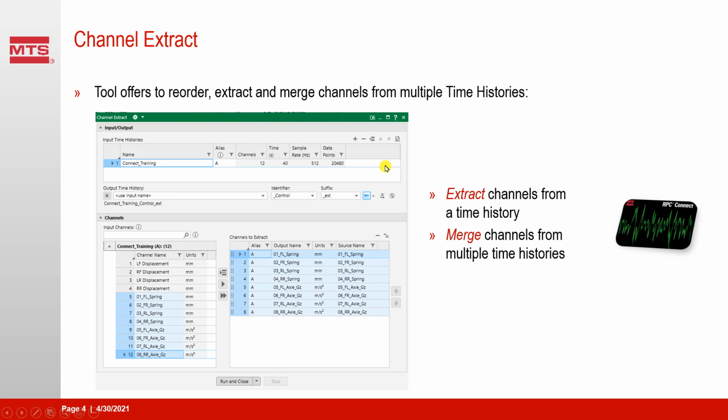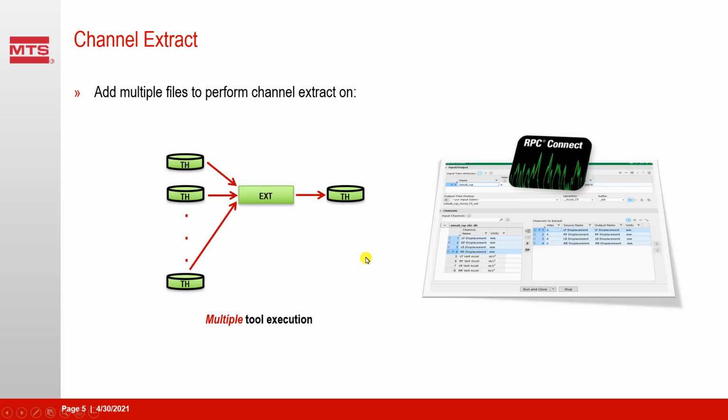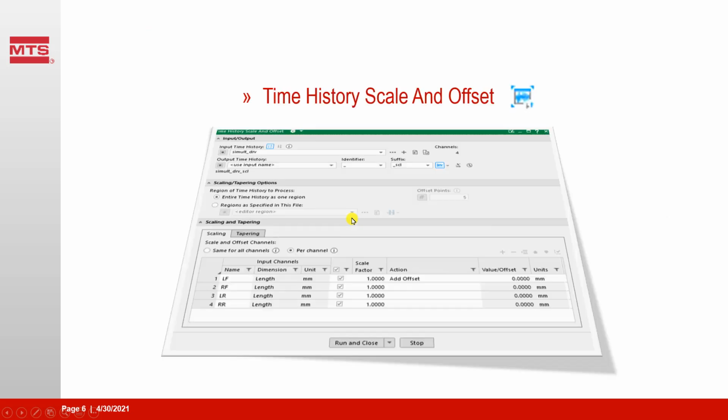This tool offers, of course, to extract channels, and as you can see here with these arrows, to reorder some channels and so on. But which is not so obvious, you can select multiple files to get one final target file out of it. And this is what this schematic here is trying to show. You have different time histories here. Then you go into the channel extract tool. And then finally, you get your final target file. In a second, we will see in the software how this looks.